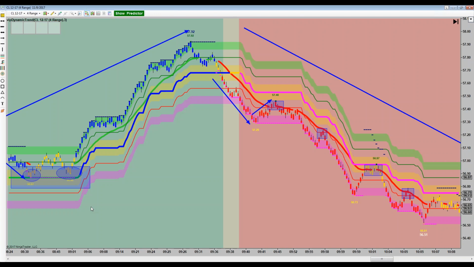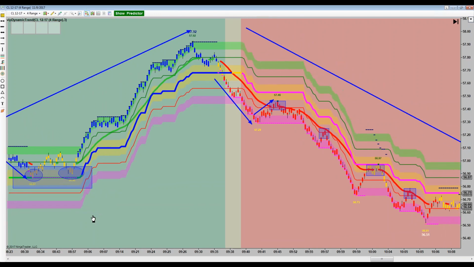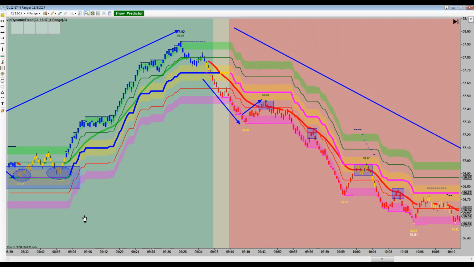All right, so that's how we deal with an uptrend, and that's how we deal with a downtrend. That's basically the logic behind our entries. Now, what's the other type of market condition we can have? If a market's not going up and it's not going down, what is it doing?